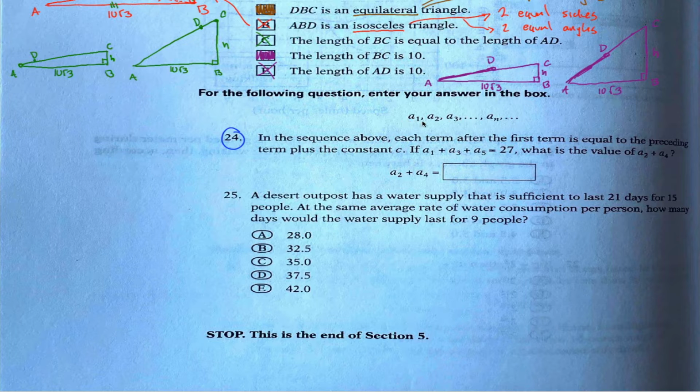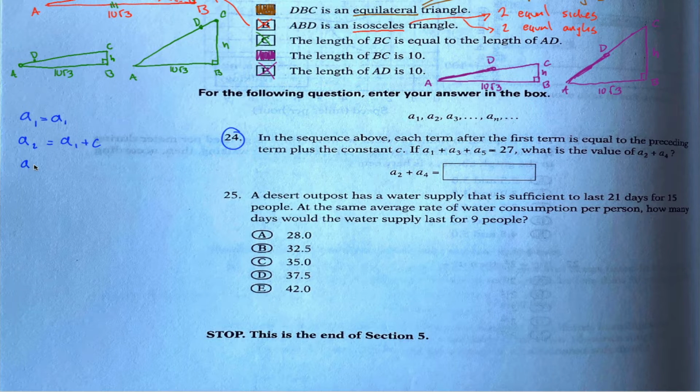What's going on here is we have this sequence of numbers. And what we're told is that each term after the first term, so here's the first term, some number, is equal to the preceding term plus the constant c. So if we just call the first term A1, then instead of calling the next one A2, we can call it A1 plus c. Because each term, A2 for example, is equal to the term before it, A1, plus some constant c.